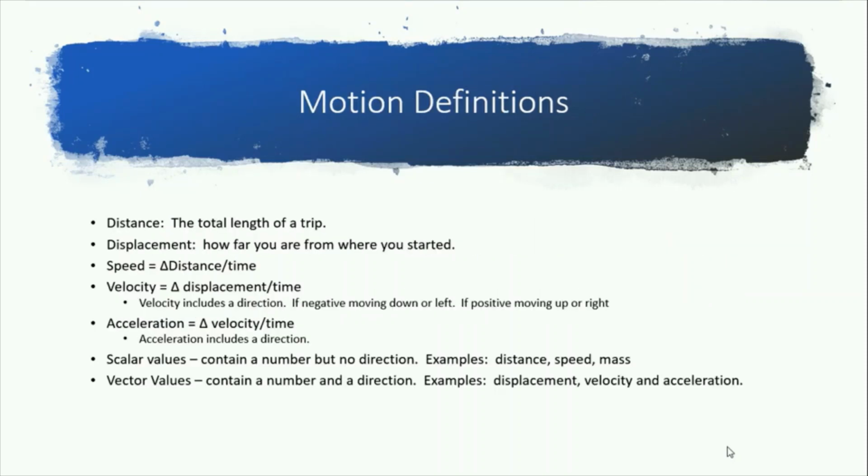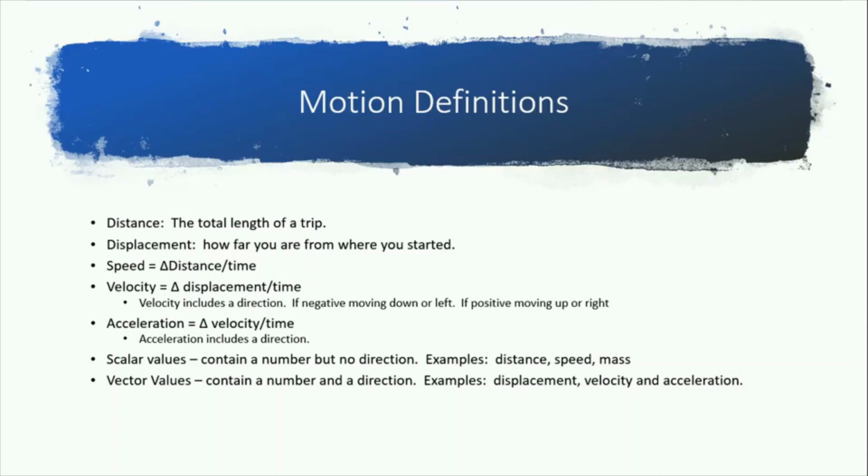All right, motion definitions. I always like to start with definitions and formulas that you're going to need for this section. The first two are going to sound very similar. I'll give you examples so you can understand the difference between the two. Distance is the total length of a trip. So the entire length from wherever you went to wherever you got back to. Displacement is simply how far you are from where you started.